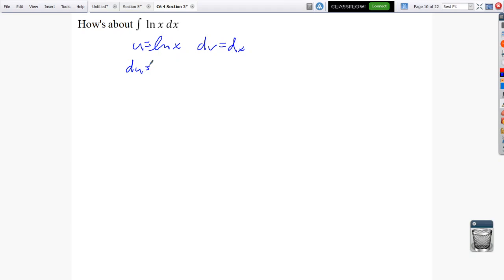du, I have to know what du is. Let's see, the derivative of ln of x. Oh yeah, that's easy. 1 over x dx. V, the antiderivative of dx, is just going to be x. Put it in a box to keep it separate as my scratch work, and then fill out the formula.